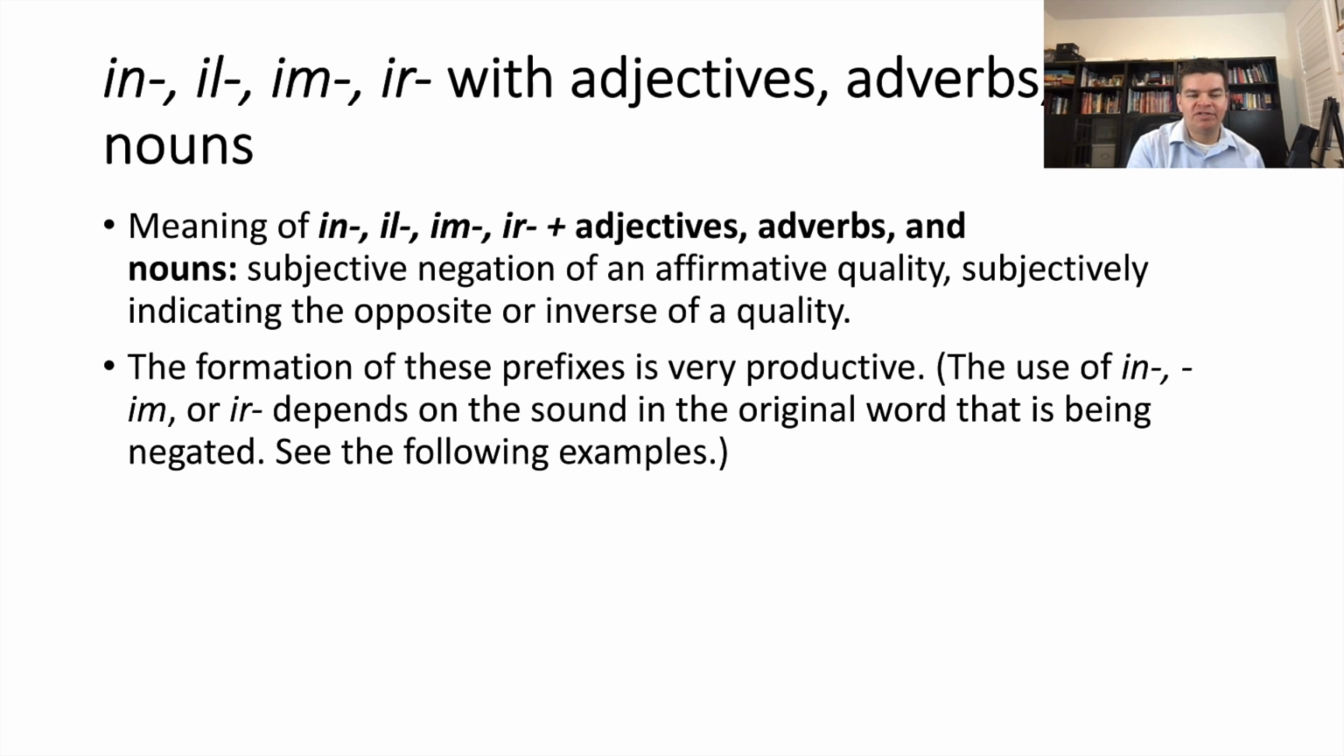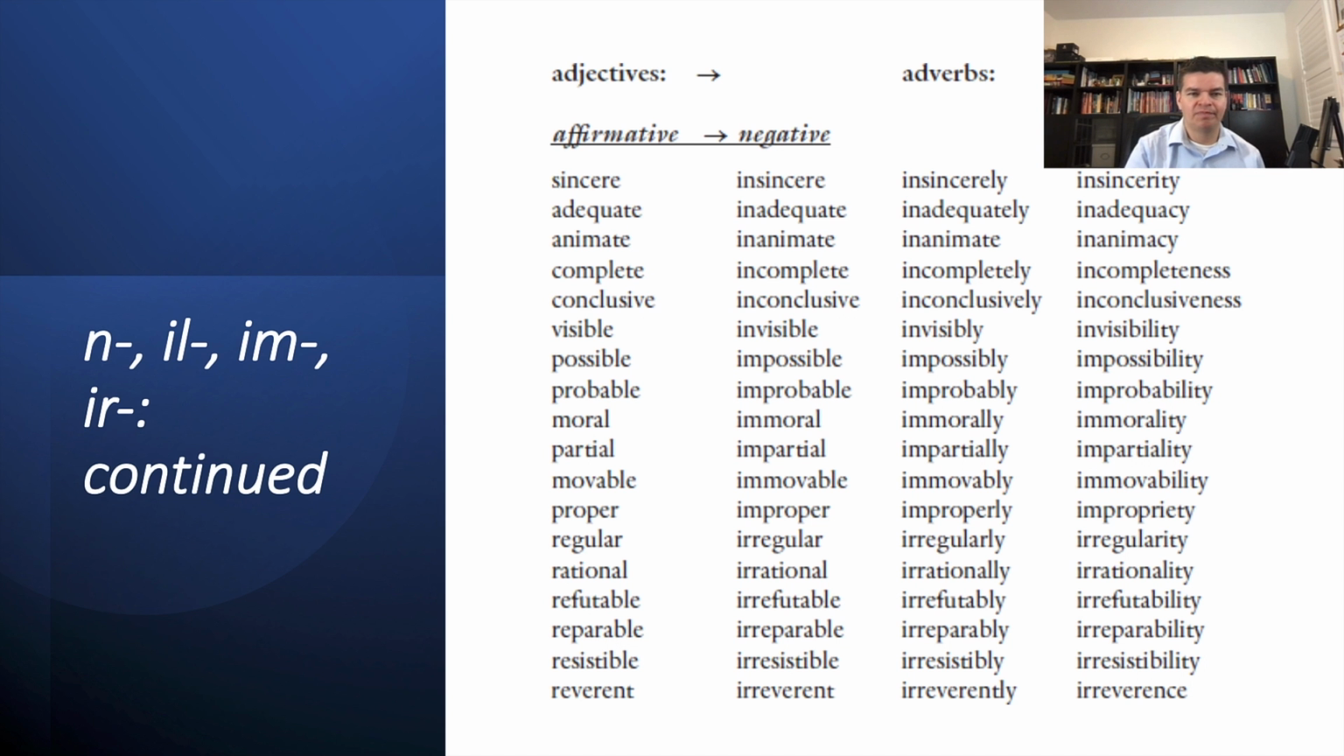We have other prefixes, in, im, and il, with adjectives, adverbs, and nouns. The meaning of these prefixes plus adjectives and adverbs or nouns is the subjective negation of an affirmative quality, subjectively indicating the opposite or inverse of a quality. The formation of these prefixes is very productive. The use of in, im, or il depends on the sound in the original word that is being negated, and you can take a look at some examples.